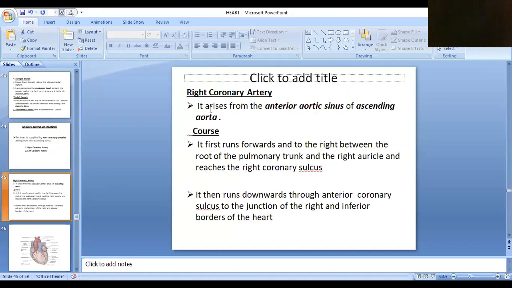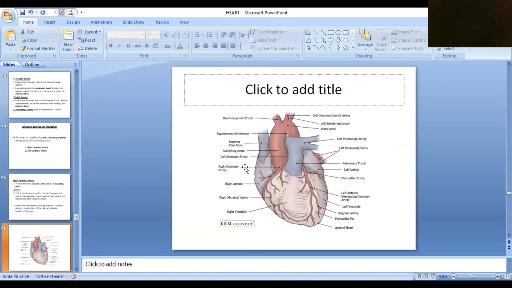Right coronary artery arises from anterior aortic sinus of ascending aorta. We'll see that point first. See, this is the heart, and this one is the aorta. I already told you about the parts of the aorta. It has ascending aorta, then arch of aorta, then it runs downward. That one is the descending aorta. Those are the parts of the aorta: ascending, arch, descending aorta.